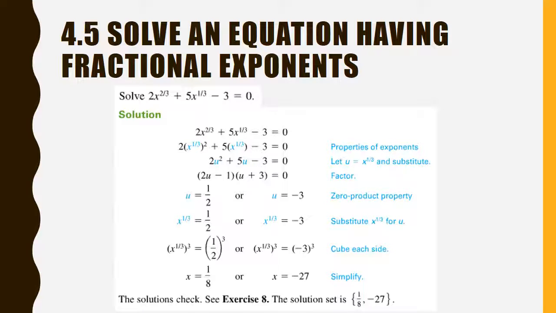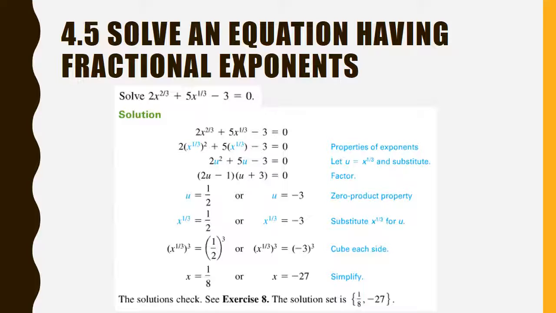All right, what they did here was they rewrote it. We've done this before, a u substitution. They said, you know what? This is almost like 2x² + 5x - 3, if we didn't have that 1/3 there, the 3 on the bottom. So they treated it that way. In fact, they said x^(1/3) is going to be replaced with the letter u.